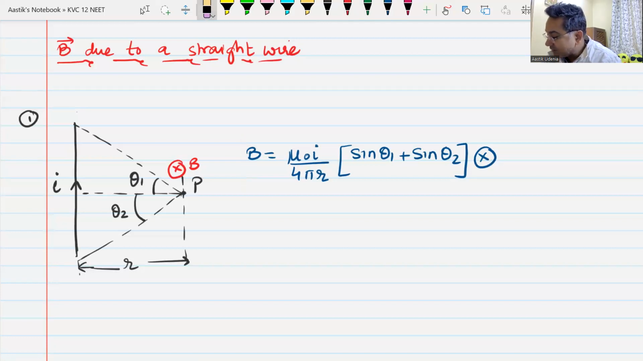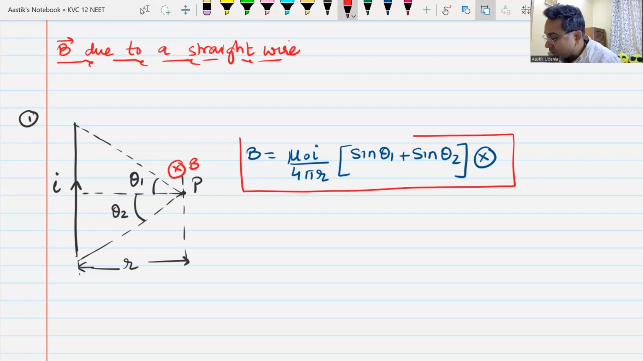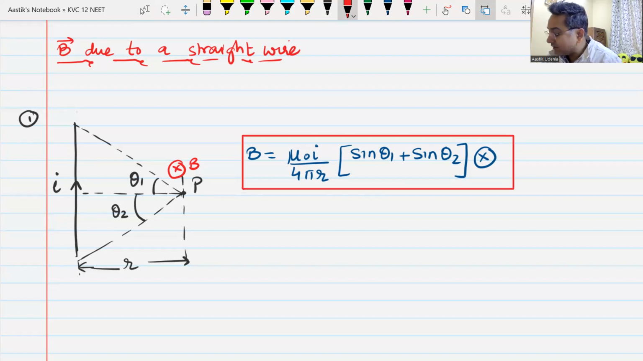Do we understand this? Everyone understand this formula? You have to remember this formula. This is the general formula for magnetic field due to a straight wire which makes an angle theta 1 and theta 2 at the point P. Everyone understands this? Okay.